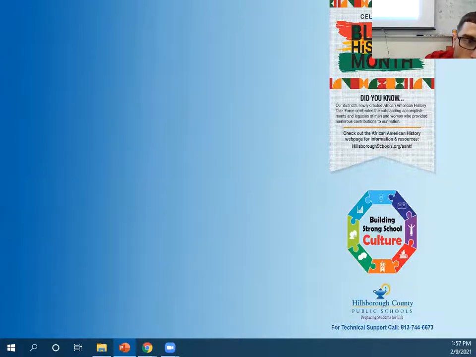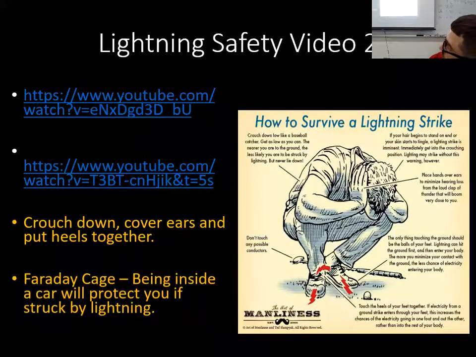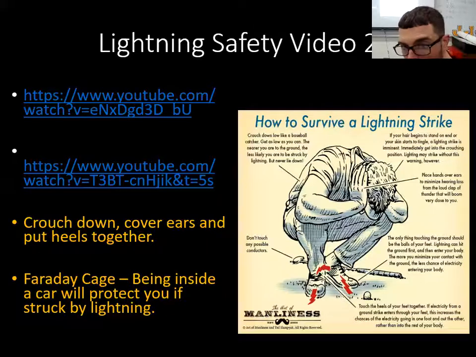Okay, fixed it. Okay, so here's what you need to do. This will be the answer for number 3, okay? As you see in the picture on the right, you need to crouch down. You need to make yourself as low as possible. Don't stand up straight. Don't lay down. That makes you more vulnerable. Okay, you need to crouch down.